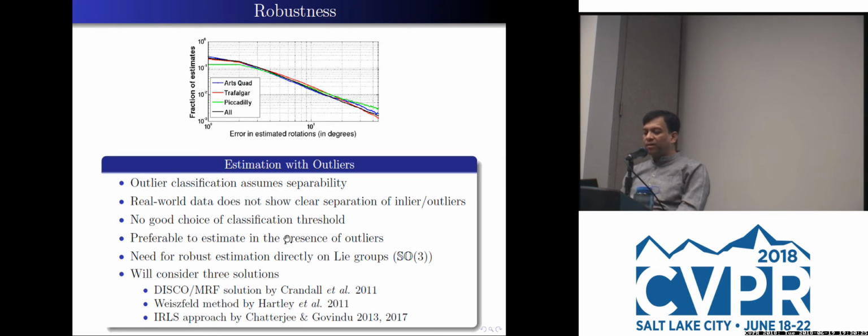And so our argument has been that basically there's no good choice of a good classification threshold. So what you should really be doing is actually doing estimation in the presence of outliers. Okay? So the so-called M estimation, which I will show you in a moment. And essentially, these are the bunch of techniques, including ours, which actually does 3D rotation averaging in the presence of outliers without actually classifying them as belonging to the inlier or outlier class. Okay?